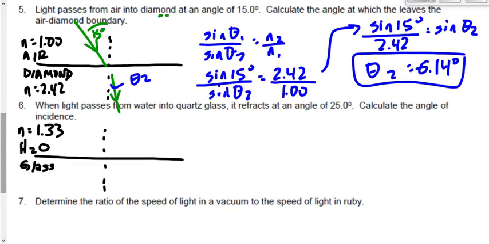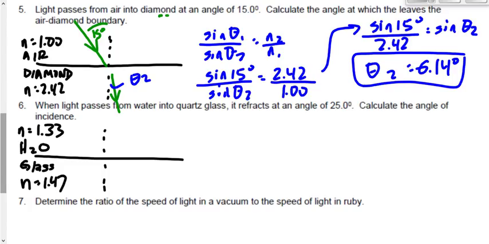I don't remember the index of refraction of quartz glass. I want to say 1.47. Yeah. I always remember that one of them is 1.47, one of them is 1.52, but I never remember which one is which. So I guessed right this time.